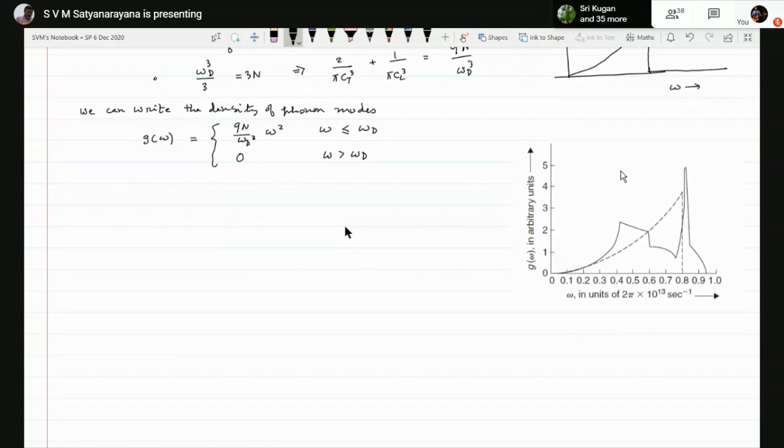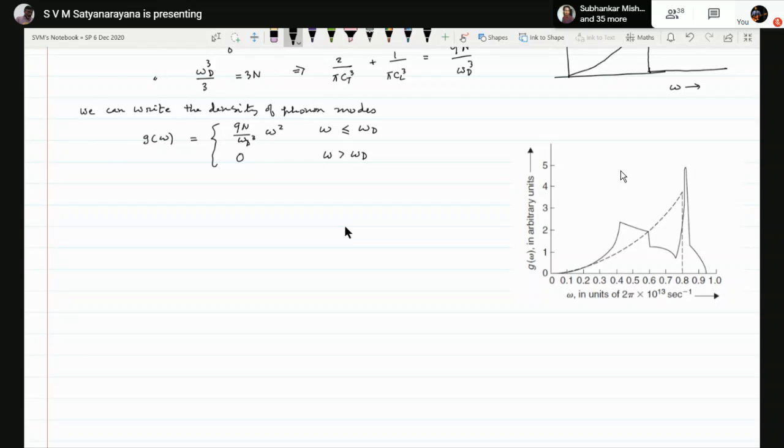Now we don't have to worry too much about the nature of these lattice vibrations, because now it is like a gas of phonons, and phonons are bosons. So we can borrow all that knowledge that we have about bosons and then use them.